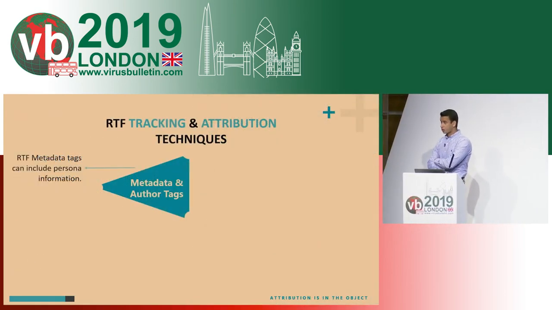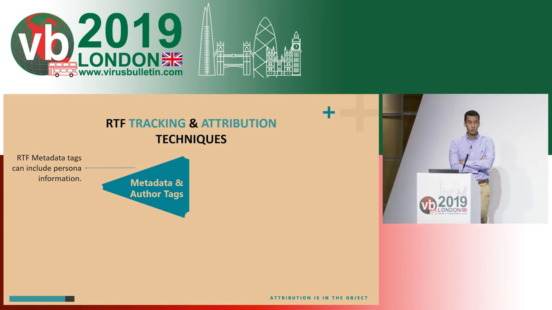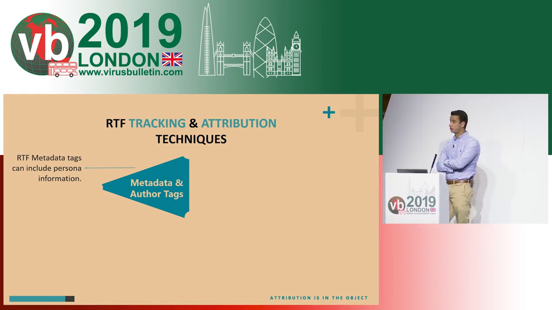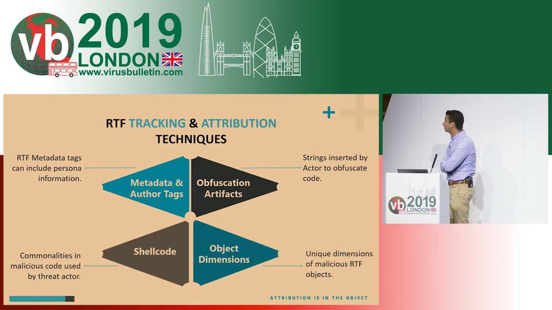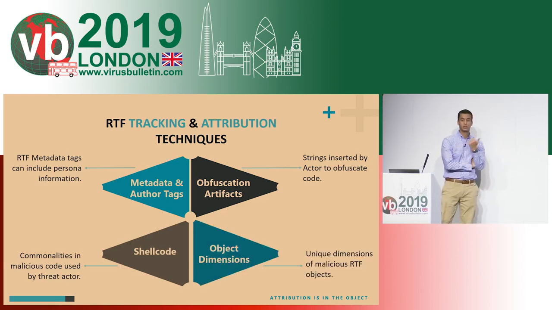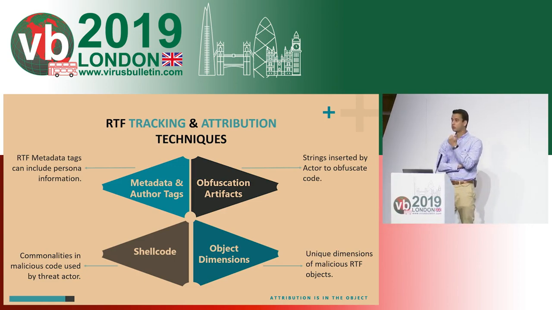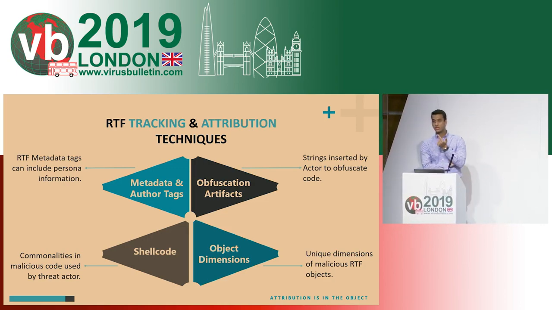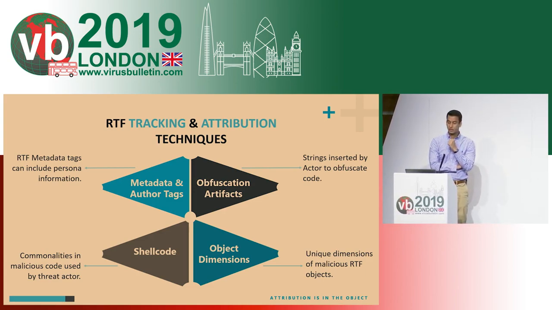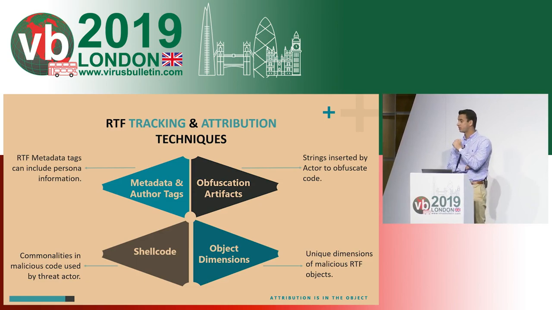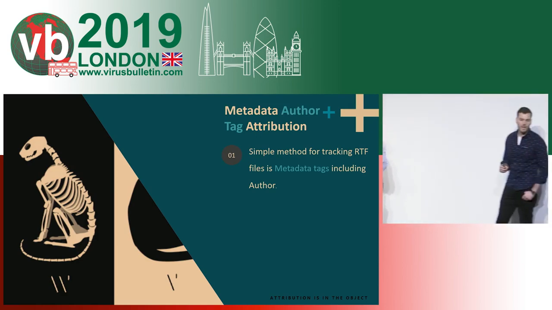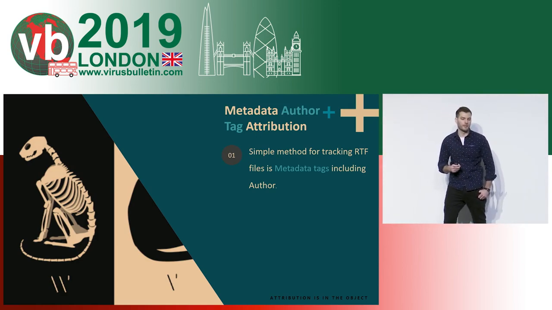So in the next slides, we are going to focus more on features and characteristics of RTF, which we can use to track and attribute RTF files. And to make it easier, we have grouped these features into 4 main groups, which we can map to the stages of lure document or malicious document creation Michael has just explained: lure document creation, payload selection, and weaponization. So these 4 groups or techniques are RTF metadata, obfuscation artifacts, shellcode characteristics, and finally, RTF object characteristics and object dimensions. So let's start with the simplest of those first, metadata author tag attribution for RTF files.